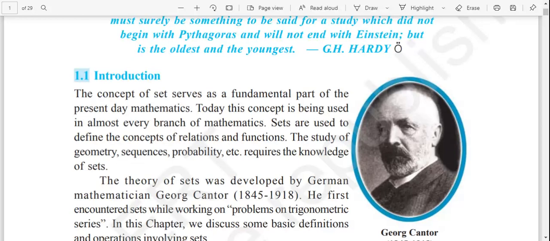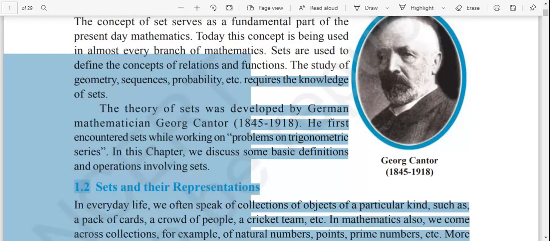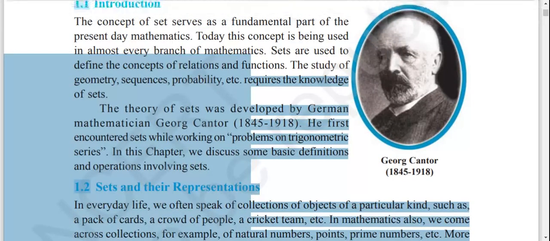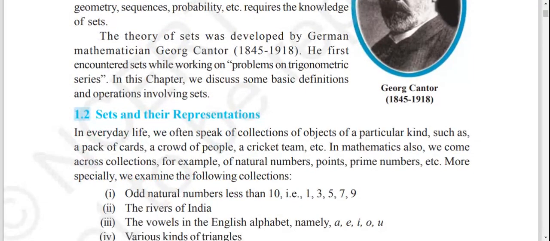So, what is a set called then? For any study of geometry, sequence, and probability, etc., we need the knowledge of this set. This was developed by a mathematician, George Cantor, 1845 to 1918. And he first encountered these sets while he was working on a trigonometric series. Okay, let's discuss this set and what is meant by it.